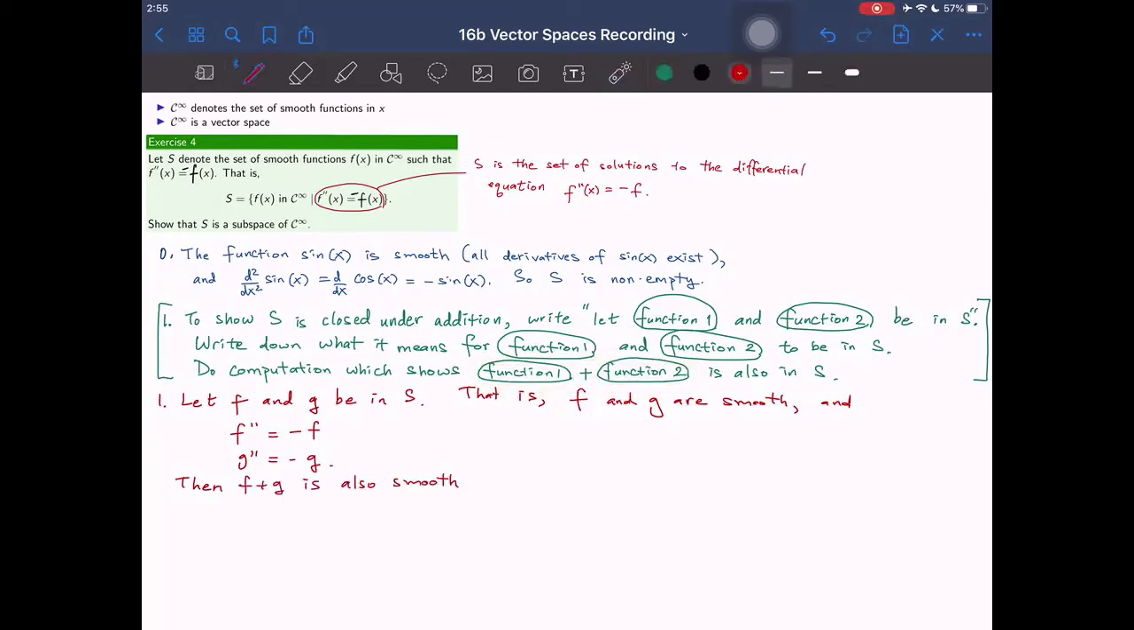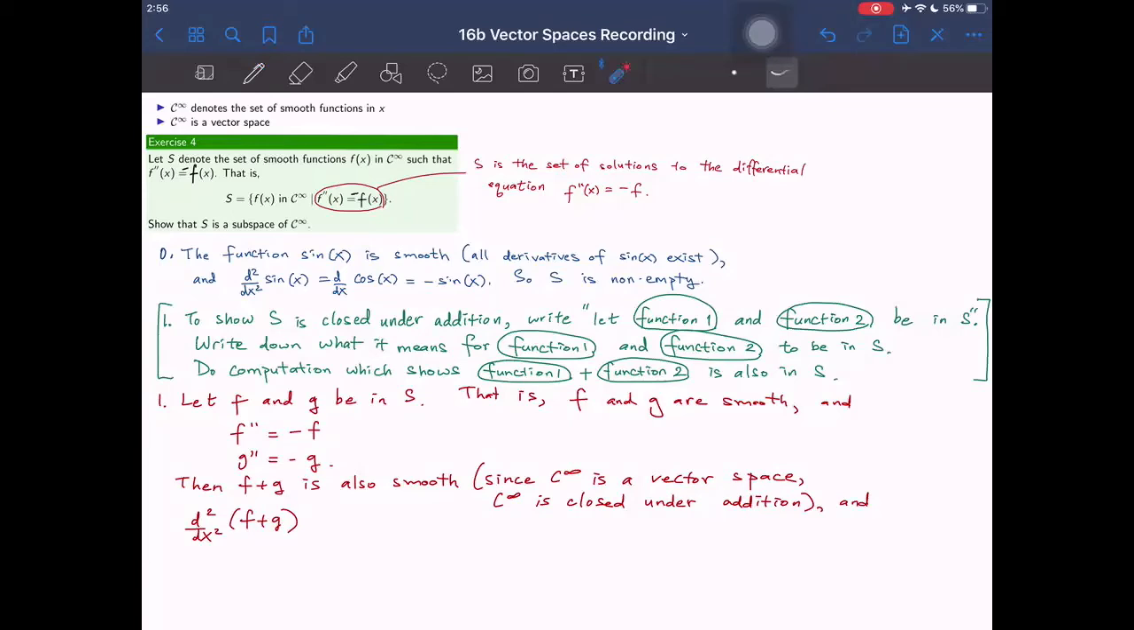f plus g is also smooth. This is because C infinity is a vector space, so C infinity is closed under addition. Next, I need to do computation to show that the second derivative of the sum of f and g is equal to the negative of the sum of f and g. One of the properties of derivatives is that the derivative of a sum is the same as the sum of the derivatives. So these two expressions are equal, but f double prime is the same as negative f, and g double prime is the same as negative g.